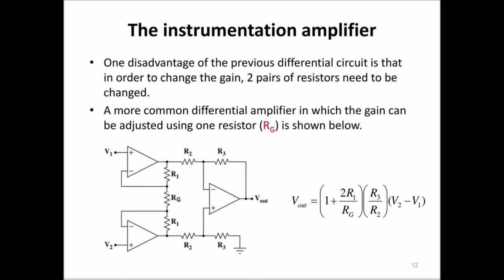Now we are going to discuss this instrumentation amplifier. Here we can see a differential circuit and buffer circuits. This is one buffer circuit and this is another buffer circuit, and one differential circuit. One disadvantage of the differential circuit is that to change the gain, two pairs of resistors need to be changed.